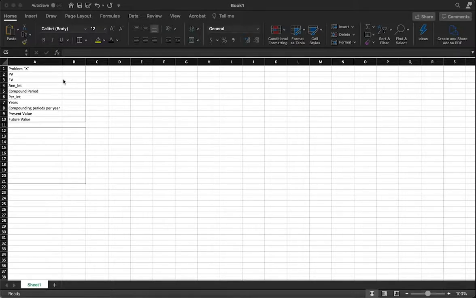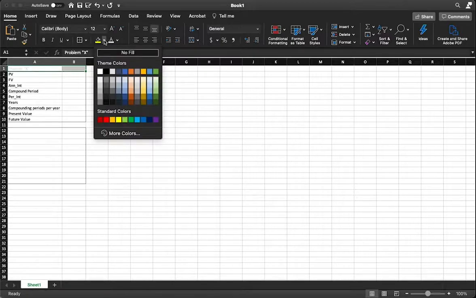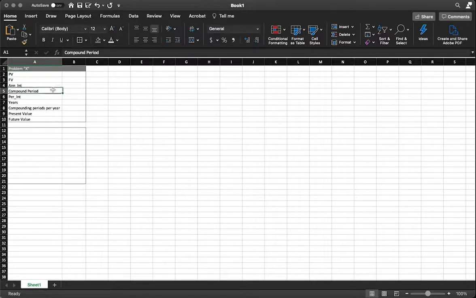So the first thing I want you to do in Excel is set up a template like this. So this will be our title here. And let's just go ahead and change this slightly so that it just makes sense. We have a title. We're going to input our present value. We're going to input a future value. We're going to input an annual interest rate. Usually interest rates are given to you in an annual form.